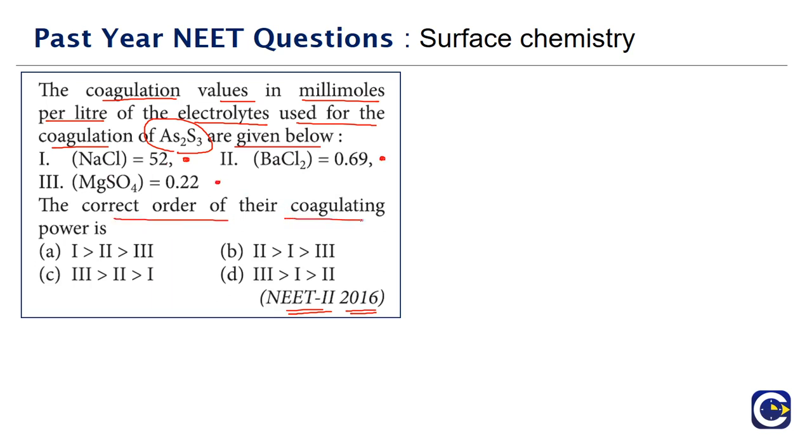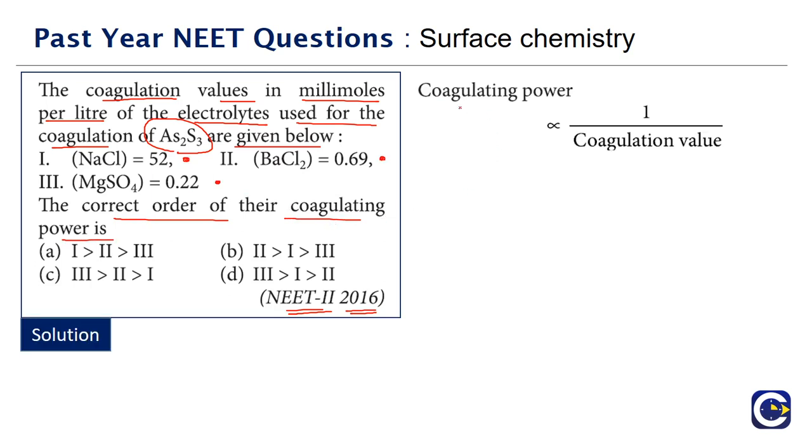The correct order of their coagulating power is, so if you look at the coagulating power, it is a measure of how an electrolyte will be able to coagulate a particular sol. So if the coagulation value is lesser, then the coagulation power will be more, because with small amount of the electrolyte we will be able to coagulate a given sol. So lesser the coagulation value, higher will be the coagulating power.